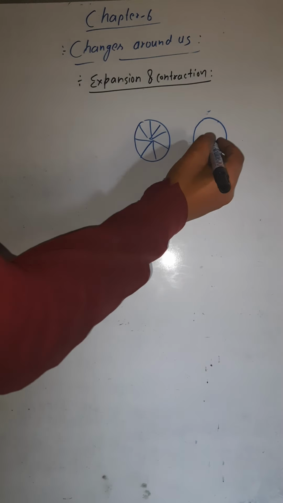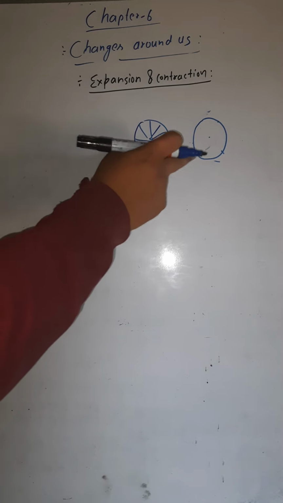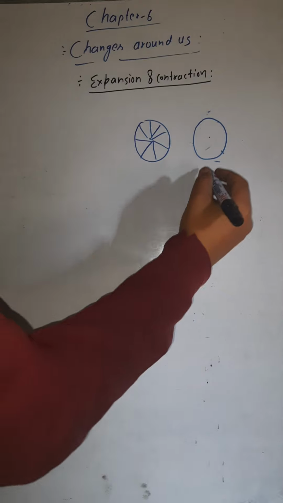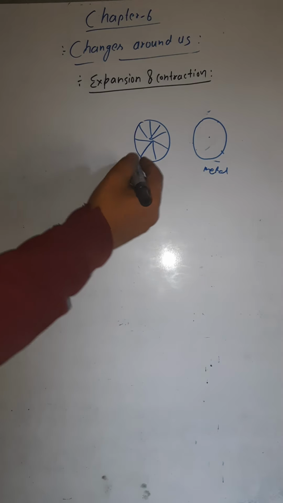Now you want to fit this metal wheel over the wooden wheel. Will it fit? No, it won't. If you want to fit this metal wheel, which is made of iron, over the wooden wheel, this is the wooden wheel.